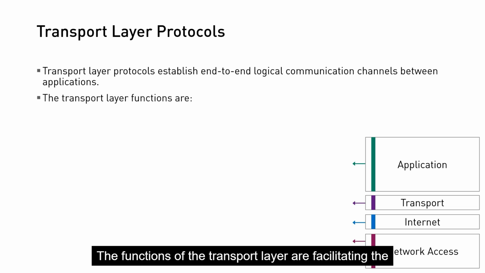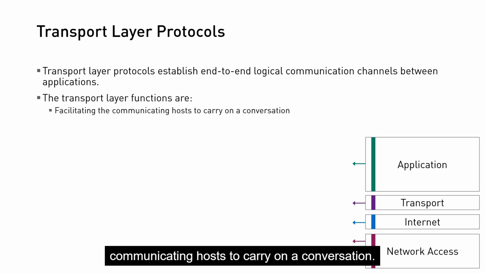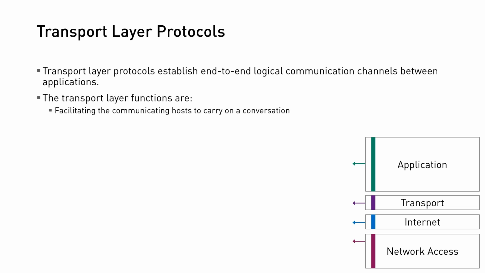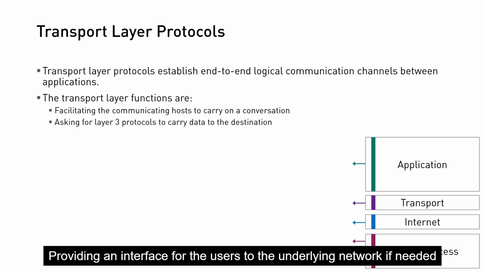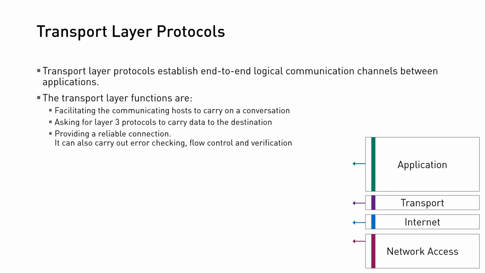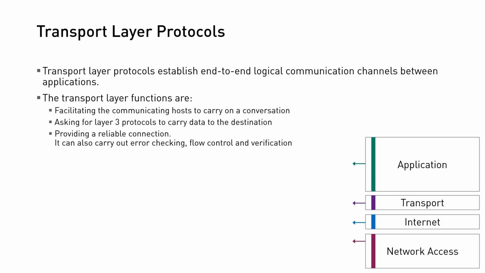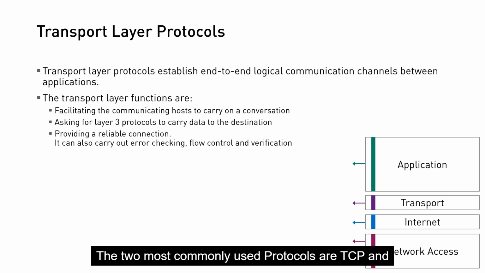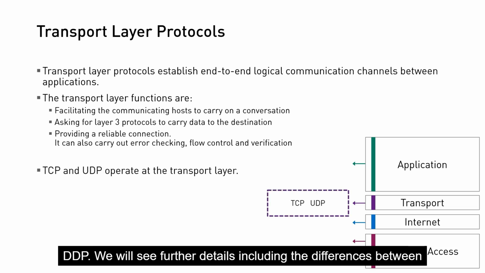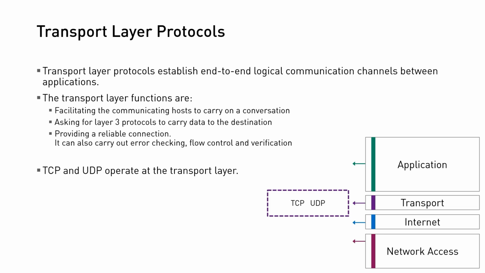The functions of the transport layer are facilitating the communicating hosts to carry on a conversation, providing an interface for the users to the underlying network. If needed, it can provide a reliable connection. It can also carry out error checking, flow control, and verification. The two most commonly used protocols are TCP and UDP. We will see further details, including the differences between the two, in the following slides.